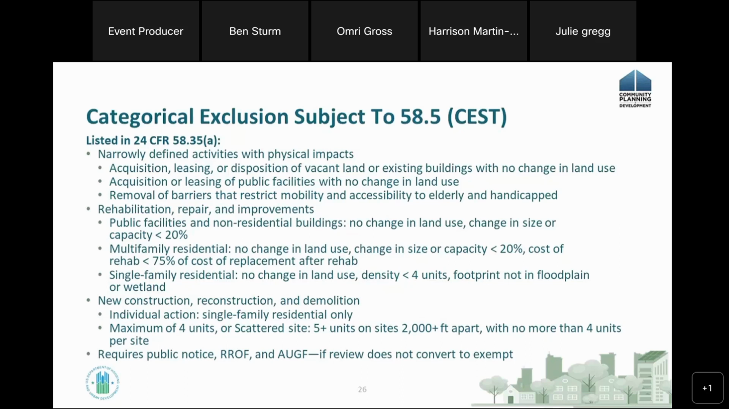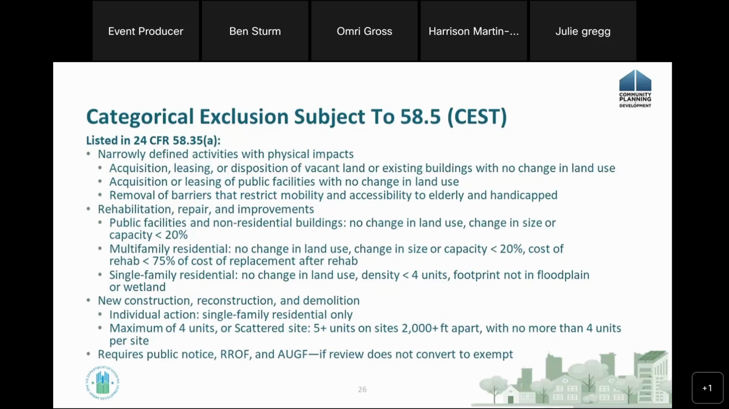Rehabilitation of single-family residential properties, as defined for purposes of level of review, has projects touching a maximum of 4 housing units, has the same condition against changes in land use, and 2 new ones. First, density on site must not increase beyond 4 units, and second, the footprint of the building may not be increased in a floodplain or a wetland. So needless to say, it is very important to read through the Part 58 regulations.